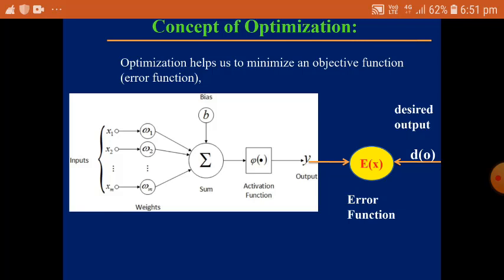So here we are calculating the error function. Error function is nothing but desired output minus actual output. We have to try and reduce the error function as low as possible, almost negligible or almost zero. During the training process, we change the weights of the model and try to minimize the loss function. We keep on adjusting the weights until the error function is almost negligible or almost zero. That's what the concept of optimization is all about.